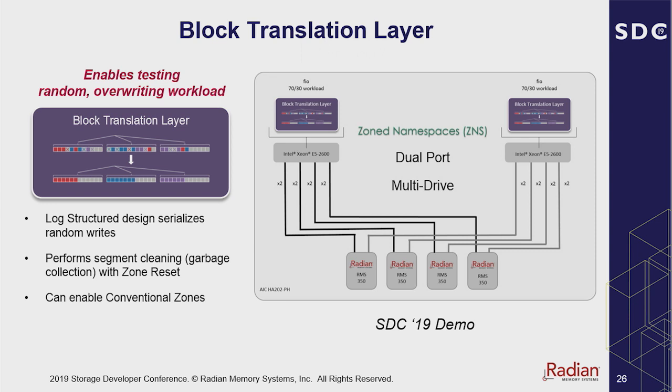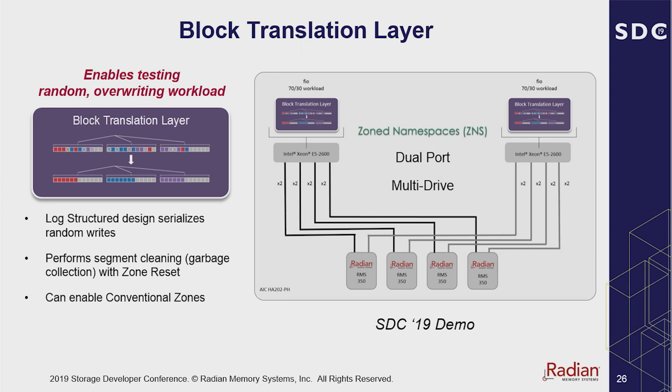For several reasons, including functional and performance testing, and to provide conventional zones that support in-place overwrites, we designed what we call our block translation layer. It has the same log-structured architecture that you would expect to see in a modern storage management layer. It provides the same type of cleaning and space reclamation, along with logical to physical mapping that serializes random writes into a sequential pattern.